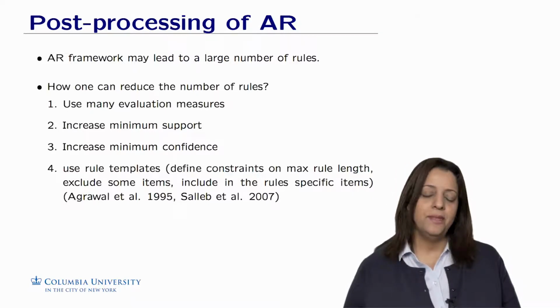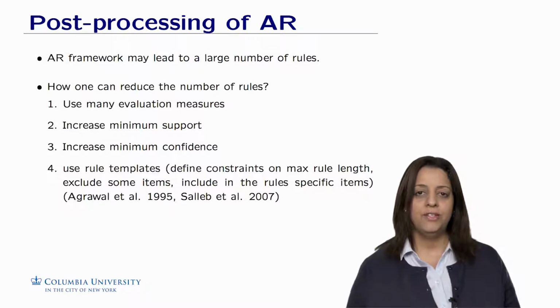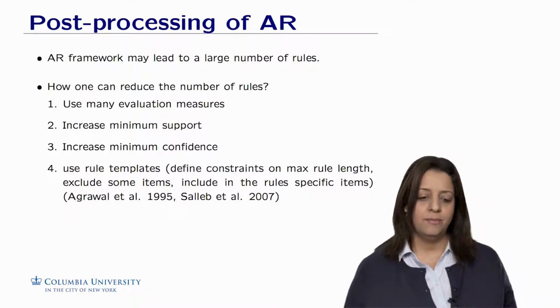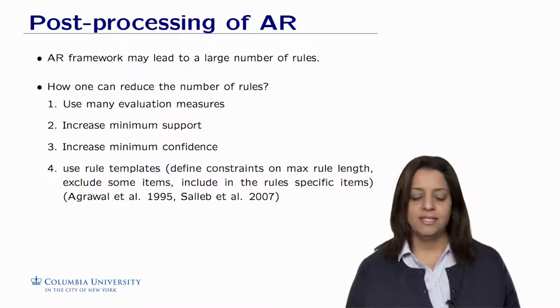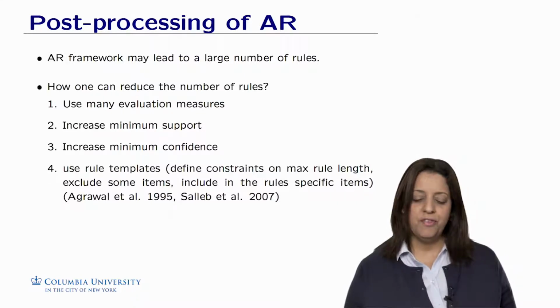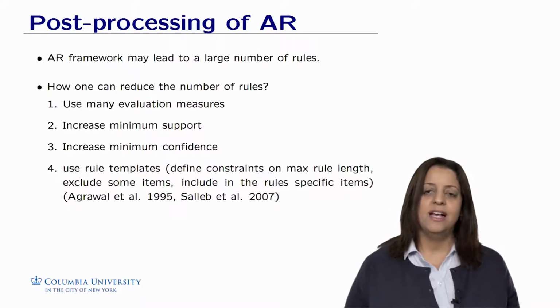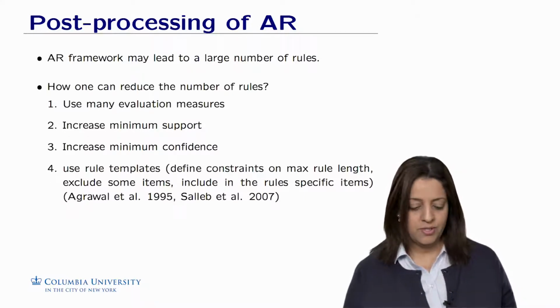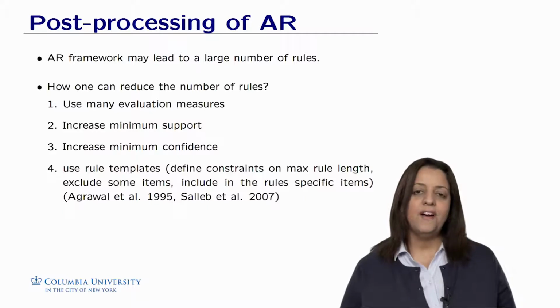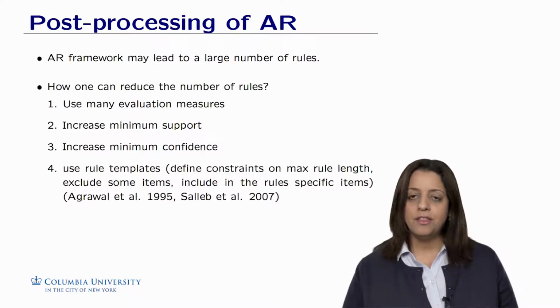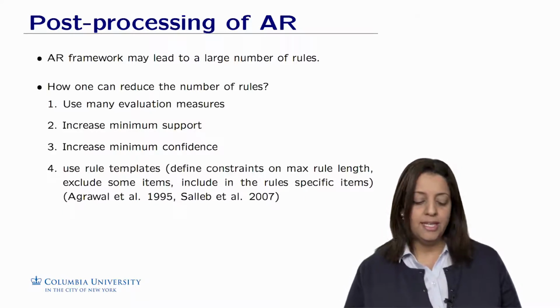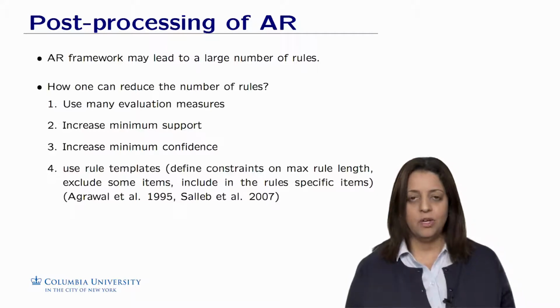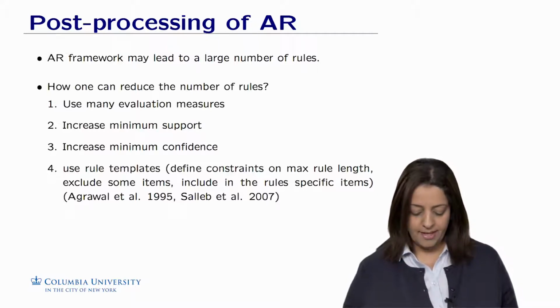Finally, we could impose some rule templates, in which case we are not going to generate all possible combinations of items on the left-hand side and the right-hand side of the rule. We might focus on one item on the left-hand side, one item on the right-hand side, and even be specific about what features to use. This means defining constraints on the length of the rule, on the items to put in, and to include some specific items or exclude some of them.